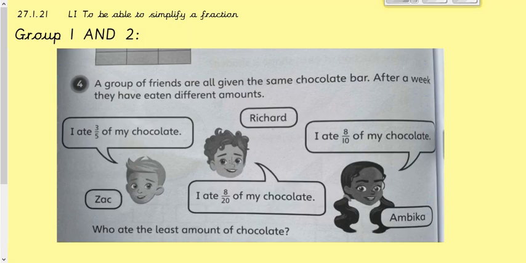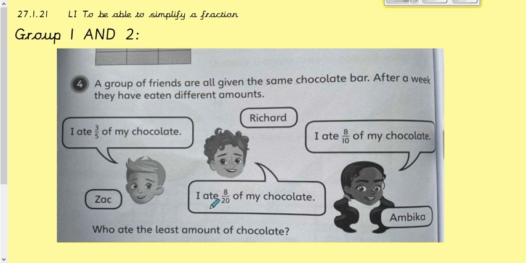Group 1 and 2 then. So this is very similar to the question about myself, Mr. Nugent and Miss Blackie. That's why I put it in there, so hopefully it wasn't too hard for you. So I ate 3/5 of my chocolate, I ate 8/20 of my chocolate, and I ate 8/10 of my chocolate. Who ate the least amount of chocolate?